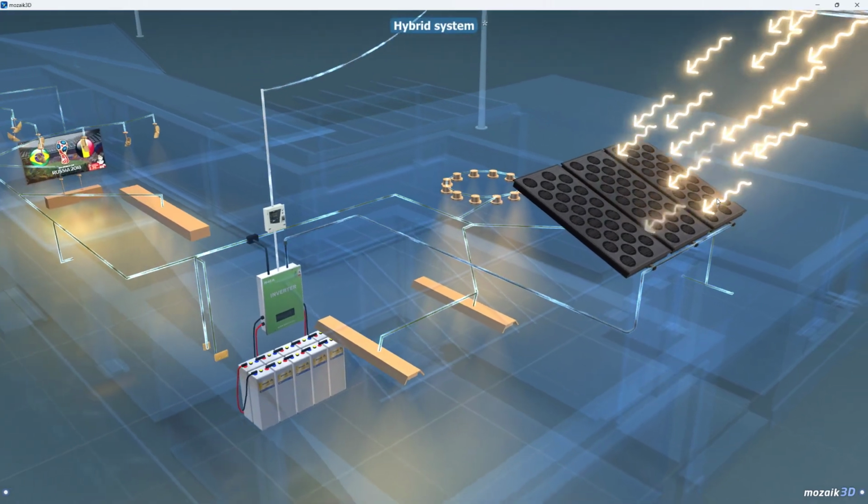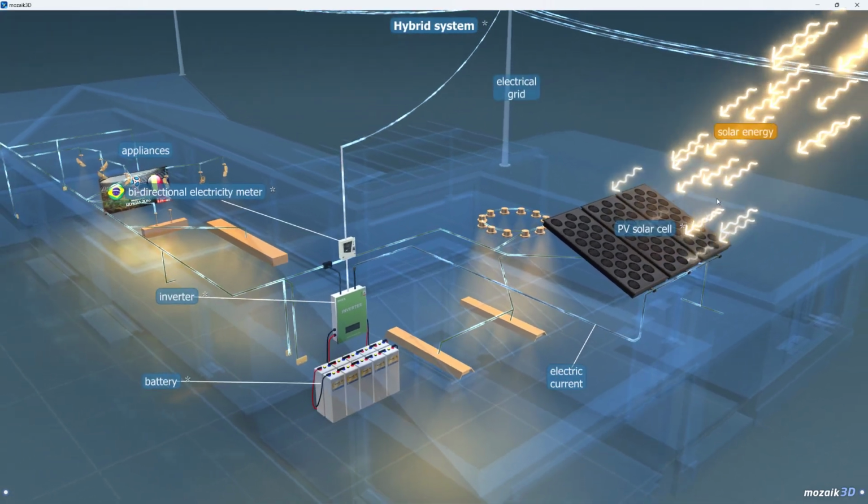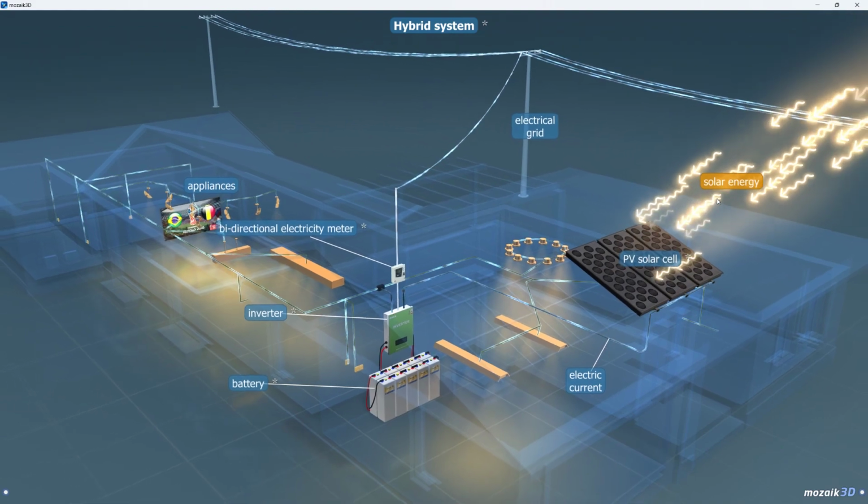With falling battery prices, hybrid systems, which combine the benefits of both systems, will become more widespread.